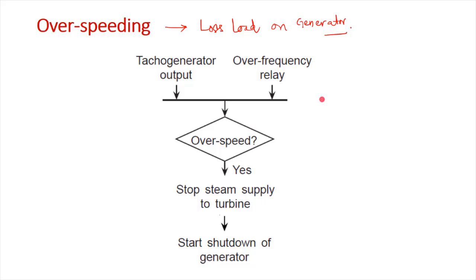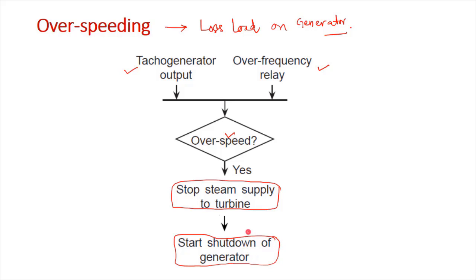When the load decreases drastically, as the input mechanical power is constant, the rotor becomes overspeed; it accelerates. It can be detected by putting one tacho generator on the shaft, or by the over frequency relay, because the frequency increases when the speed increases, and this can be detected by these two methods. If the overspeed is detected, then the action taken is that the steam supply to the turbine is stopped by the governor mechanism.